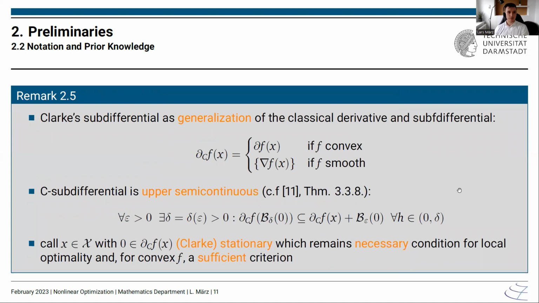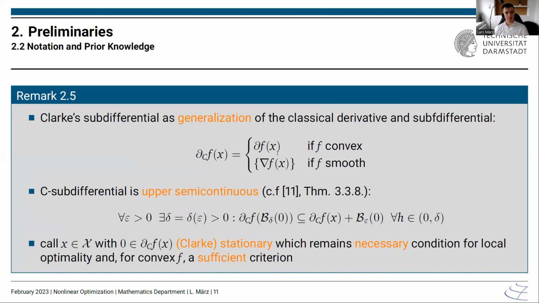So why is the Clarke subdifferential so powerful? It's because it's a real faithful generalization of the classical derivative and the subdifferential, meaning that it coincides with the classical subdifferential if f is convex, and if f is smooth, it only contains the actual derivative, so the gradient of f in that point.